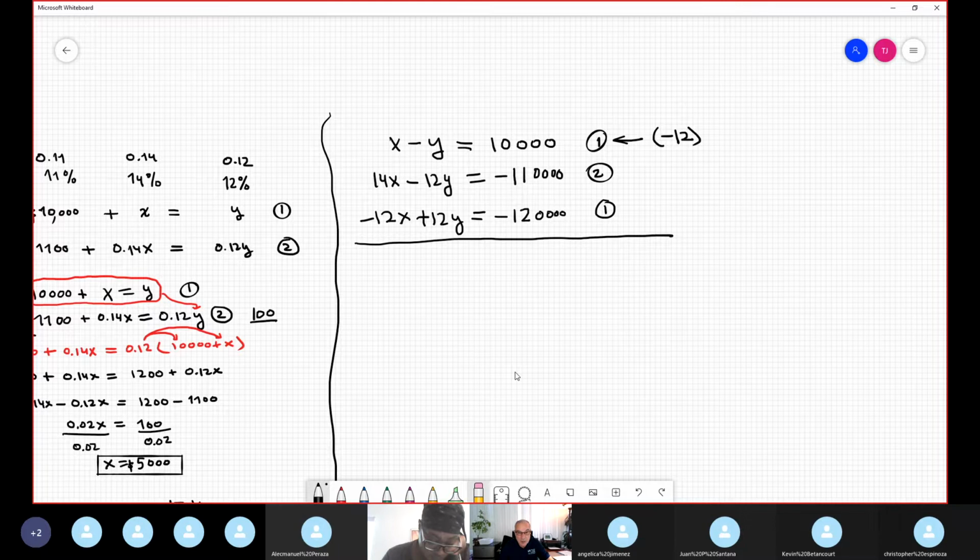Okay, now ready. 14 minus 12, 2. This cancels out, elimination. Something is weird. This is positive, no? Positive or negative? Negative, no? It's negative, too.